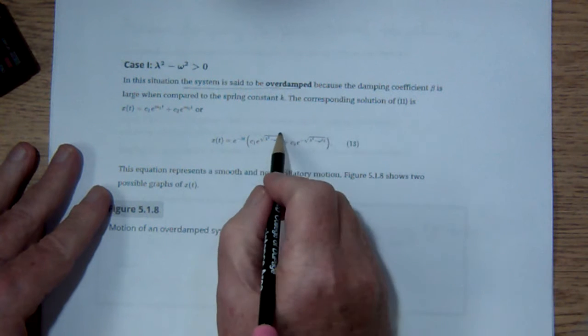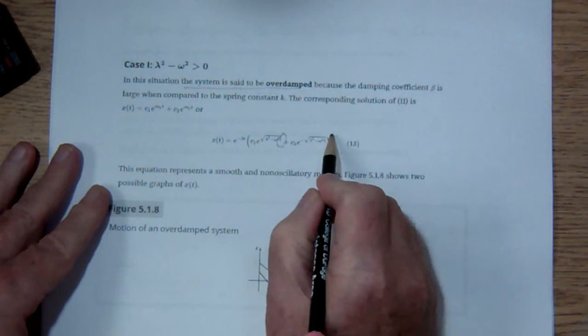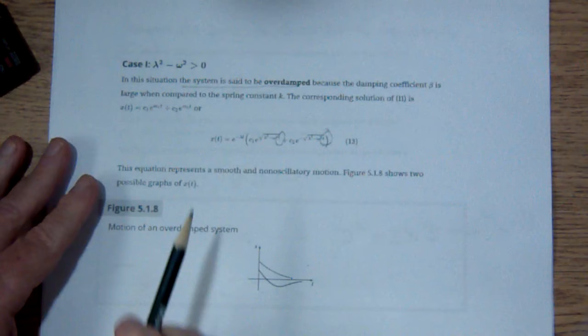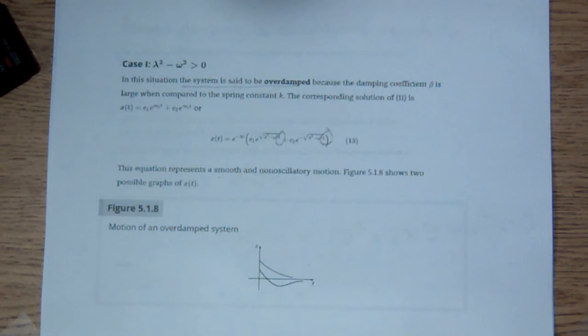By the way, these t's here are not under the radical, just like they're not under the radical up here. I don't like the way that's typed, but that's the way it appeared on the notes that I was sharing with you. So this equation represents a smooth and non-oscillatory motion. It doesn't oscillate like it did in the previous case when we had it free and undamped, and the motion will tend to look something like this.